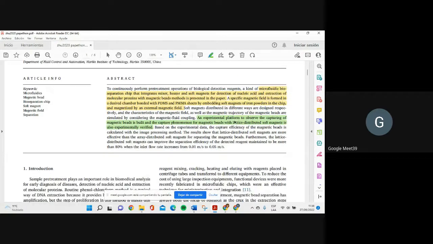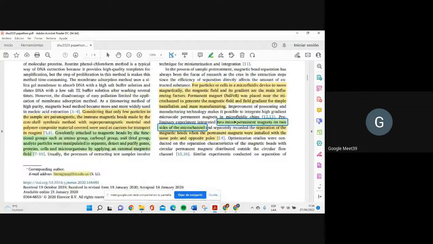It's also experimentally verified. Magnetic beads are interesting to use in our field because they can be attached covalently with any molecule that has amino groups, carboxyl groups, or thiol groups, such as genes, proteins, cells, and microorganisms. And you have to use an external magnetic field. There have been a few strategies to make this kind of chip.